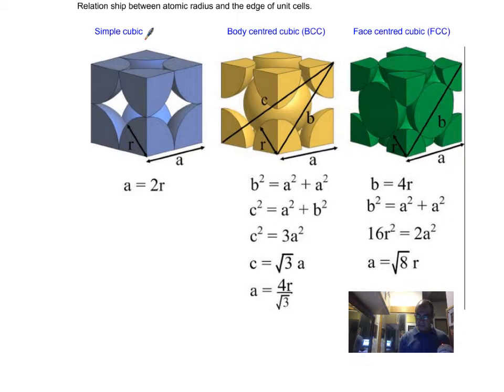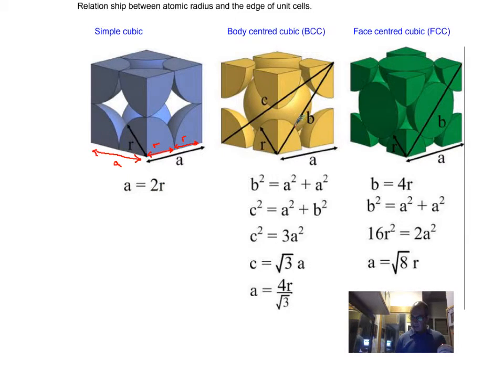The simple cube is actually the simplest. Now this is A, the distance of each side. The same thing goes for this. This is also A. Now there are 2 atoms touching each other, so this is a radius of 1 and this is the radius of the other one. So the distance of the side is actually 2 times the radius.